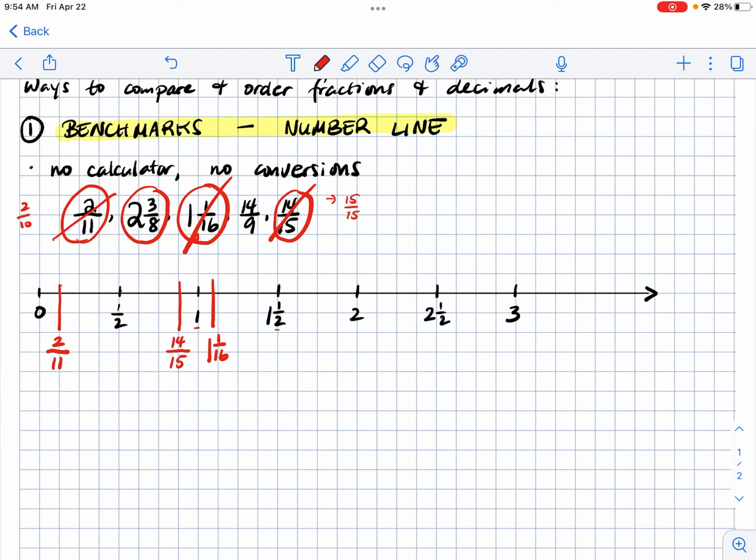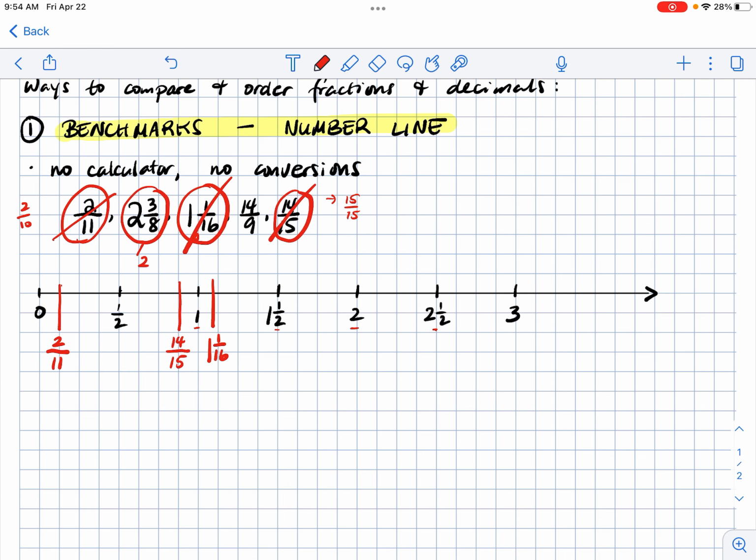Okay, now I have 2 and 3/8. Where is that going to go? Well, I'm thinking to myself, I know for sure it's going to be over 2. And that's where it is on the number line. So the question is, where does it land? Is it going to land closer to 2, or is it going to land closer to 2.5? Well, I'm thinking to myself, okay, that 2 is fine.